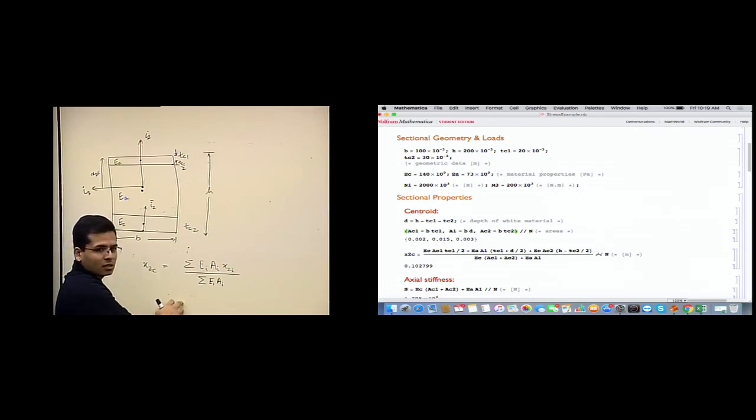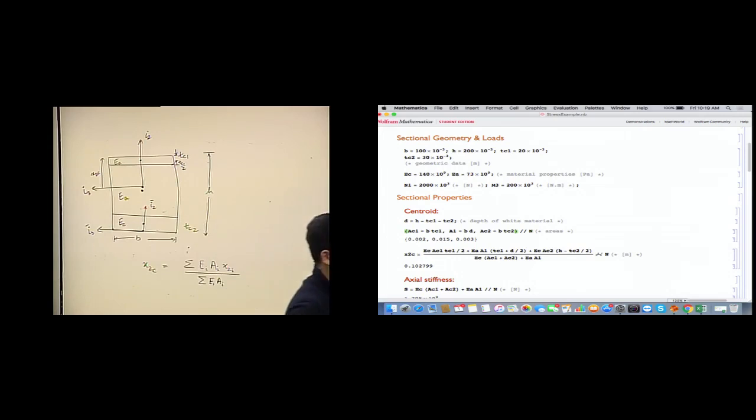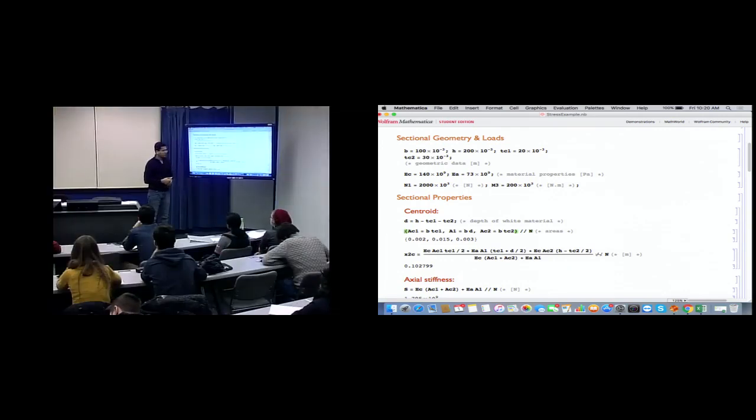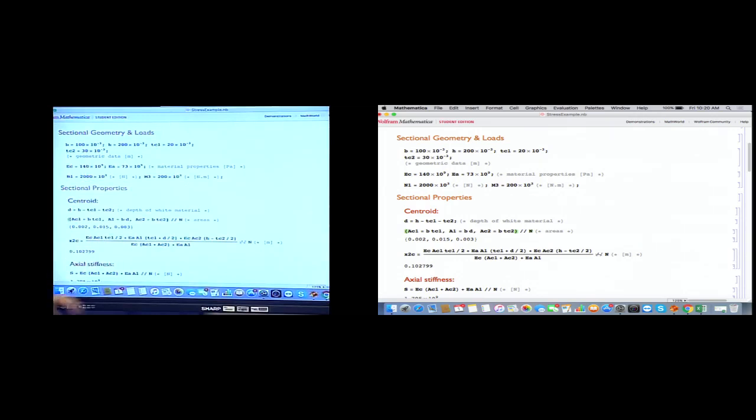I use this to evaluate my x2c. Okay, so when we expand this expression, we will obtain 3 terms on top. One is EC times AC1 times TC1, which is for the top layer, and then EA times A1 times TC1 plus D over 2.